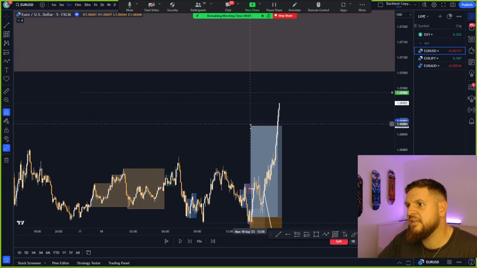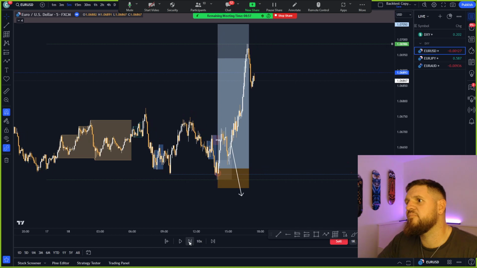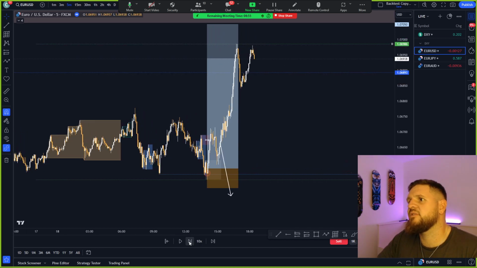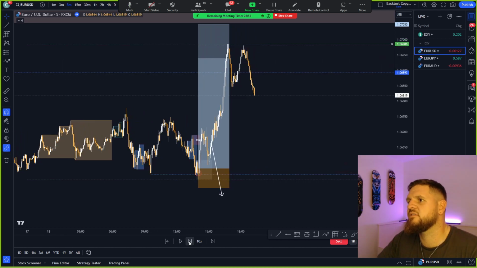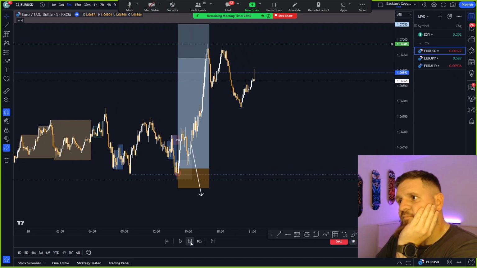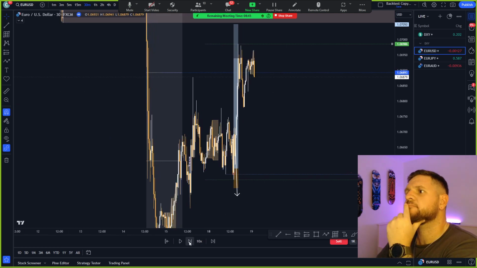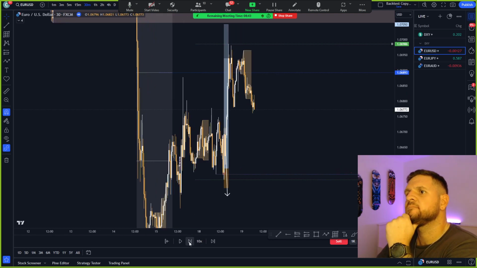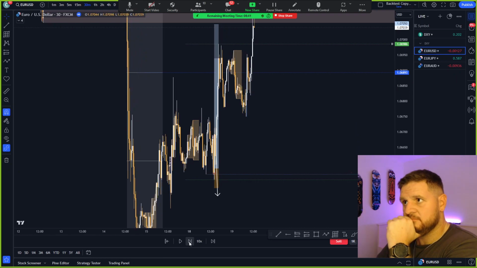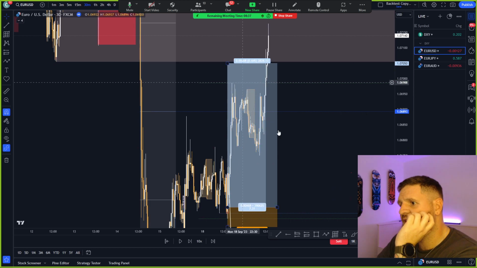Or let's say you did hold all the way up to the efficient zone. Might take a little while to get there, but I think we do. I think we took this out at some point. Can't remember. Come on, let's jump up a time frame.